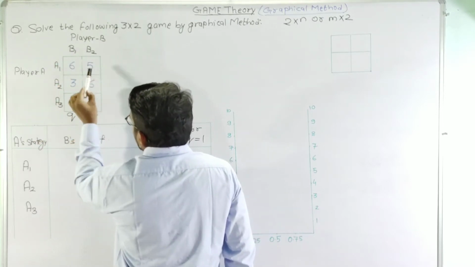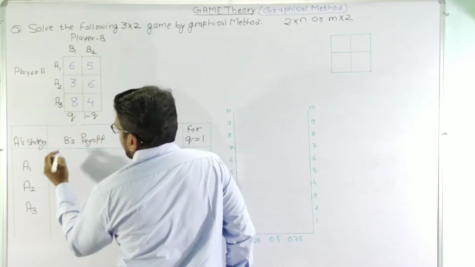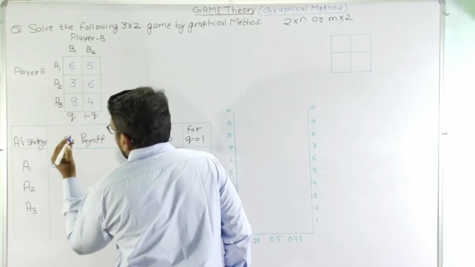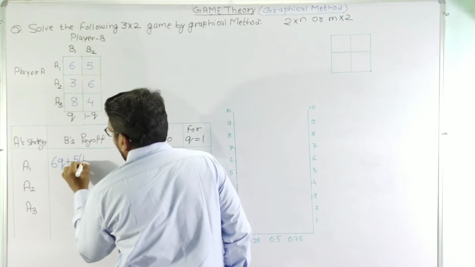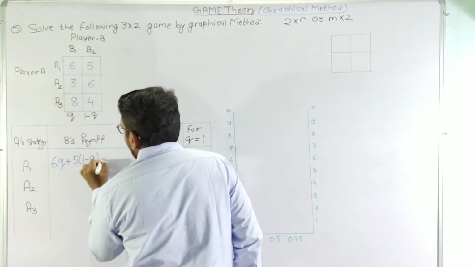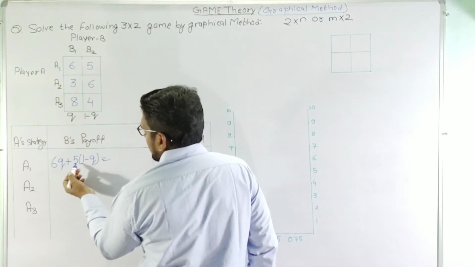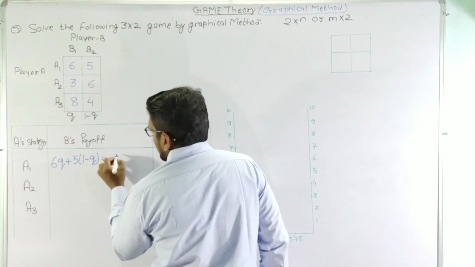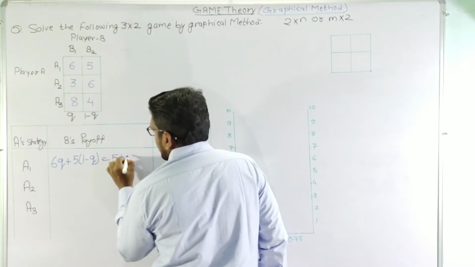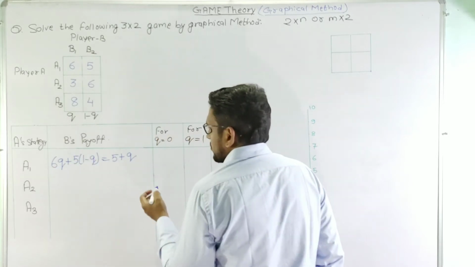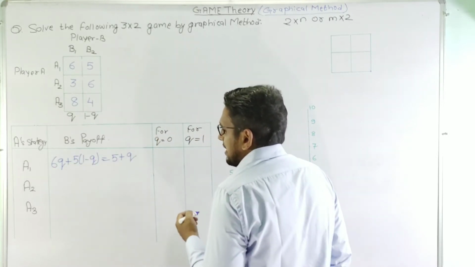1 minus Q into 5, or we can say 6Q plus 5 times (1 minus Q). Now if we simplify this, we will get 6Q plus 5 minus 5Q. So this will be 5 plus Q, since 6Q minus 5Q will be Q only. This is the simplified form.